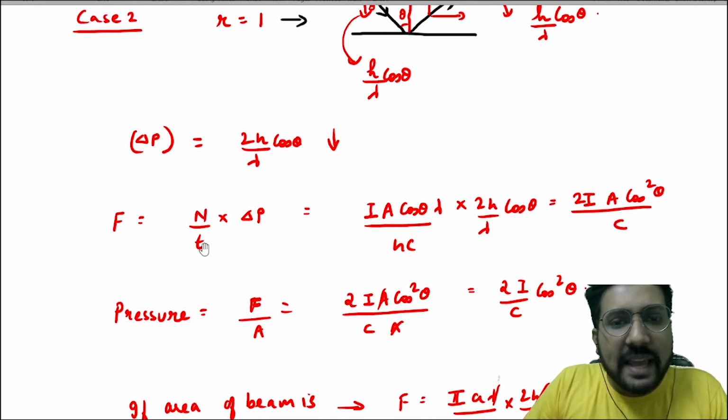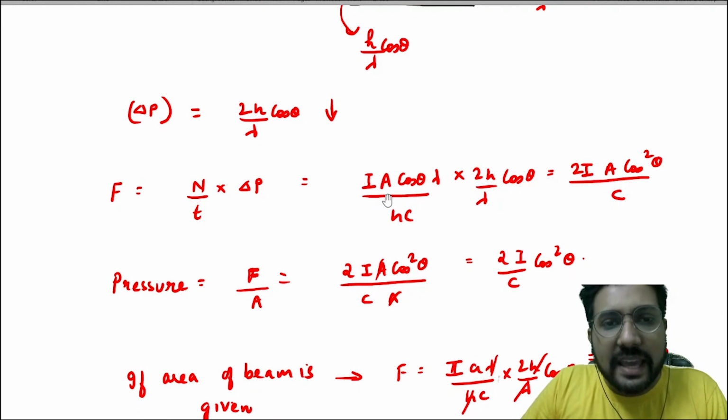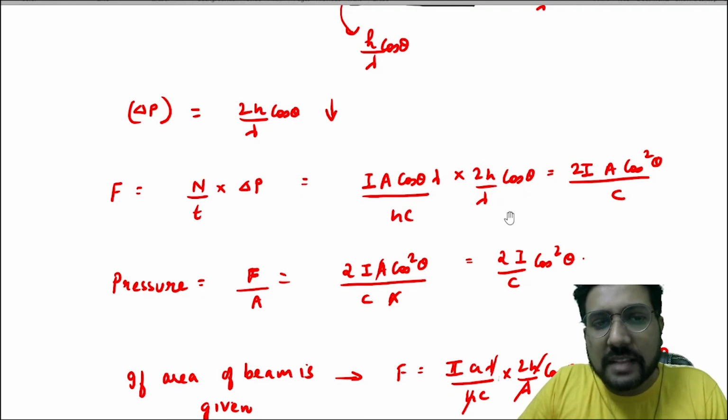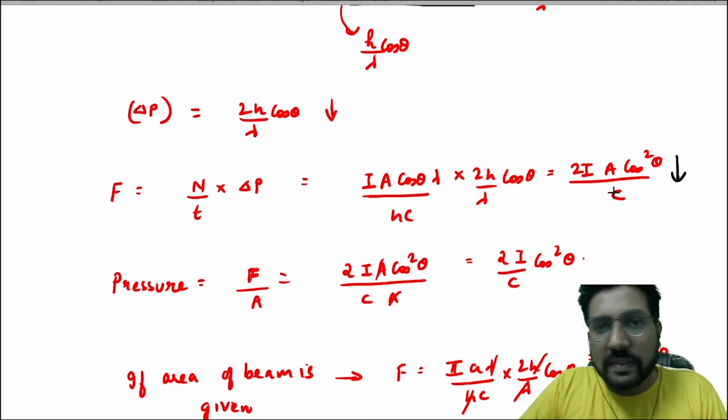Now the force is given by n by t multiplied by delta p. So you will say that the force is Ia cos theta by hc multiplied by lambda. This we have already seen, what is n by t, and delta p is 2h by lambda cos theta. So from this you will get the force is 2Ia cos square theta by c, and the force is in the downward direction on the surface.